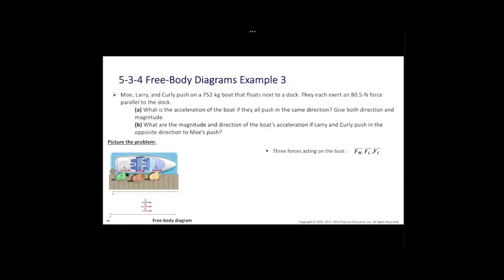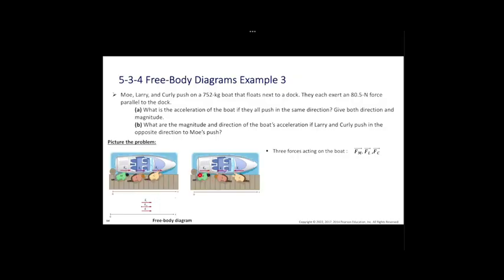Now in part B, it says two of them, Larry and Curly, push the board in the opposite direction to Moe's push. Now we can first draw the physical picture for this situation as in part A.